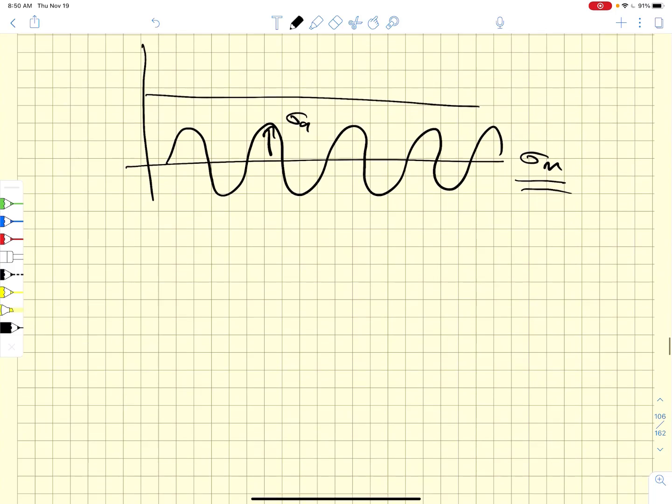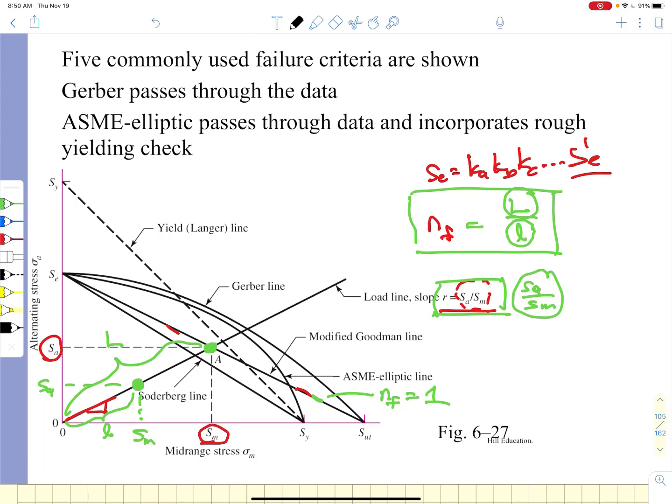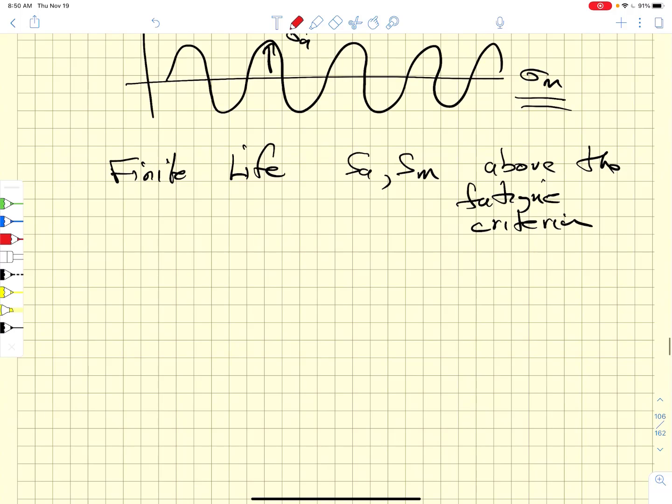Now, if we have finite life, we have a combination of stress amplitude and mean stress that is above the fatigue criterion. It means that we have moved out here above our fatigue line. So we have a combination out here, and that's going to give us finite life. So how do we handle a finite life problem? Well, what we do is we remember that when we collapsed all the finite life curves onto a single diagram, we got a relationship that looked like this.